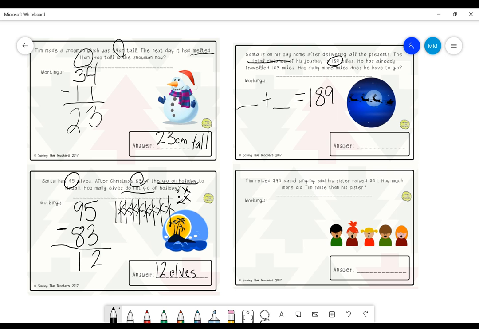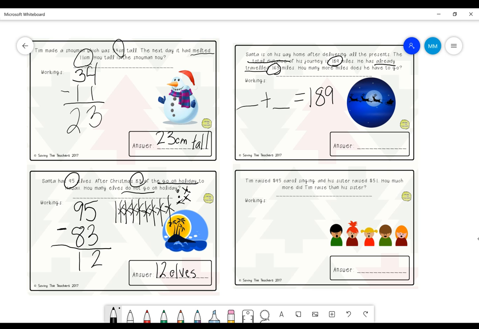He has already traveled 163 miles. How many more miles does he have to go? So this is really tricky. And I set it up like an addition equation, but we are going to find another way to solve this. So we are going to come up with a subtraction equation.